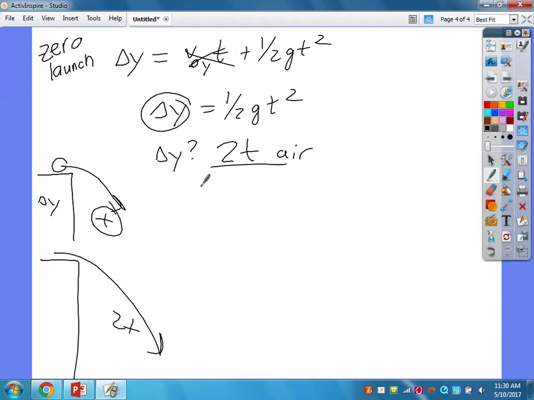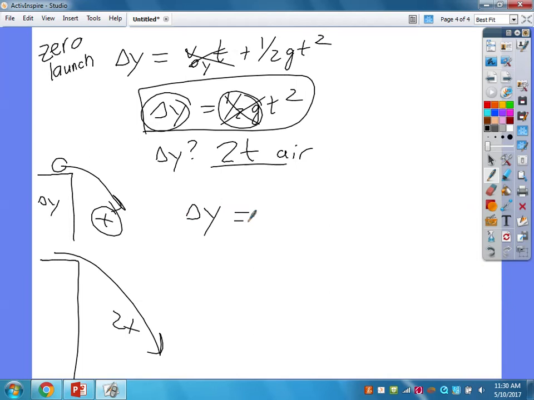All right, I have my equation right here in the middle. Get rid of anything that's a constant. What's a constant? The 1/2 and the g, so I ignore that. So I see I have a relationship of delta y is related to t squared. But again, remember, I squared the time. So what does that tell me to do?